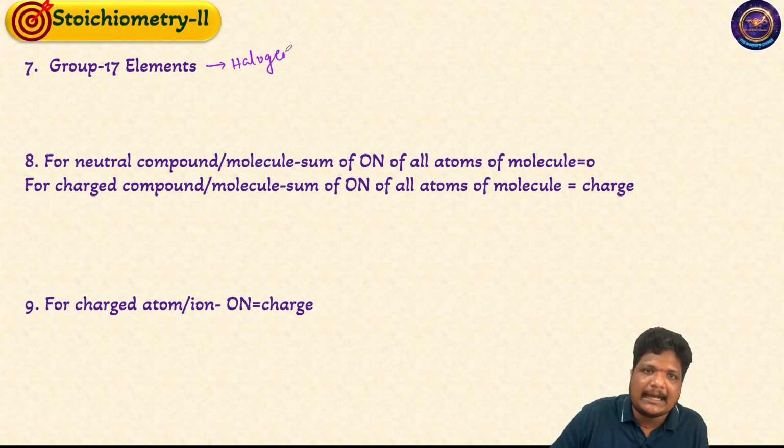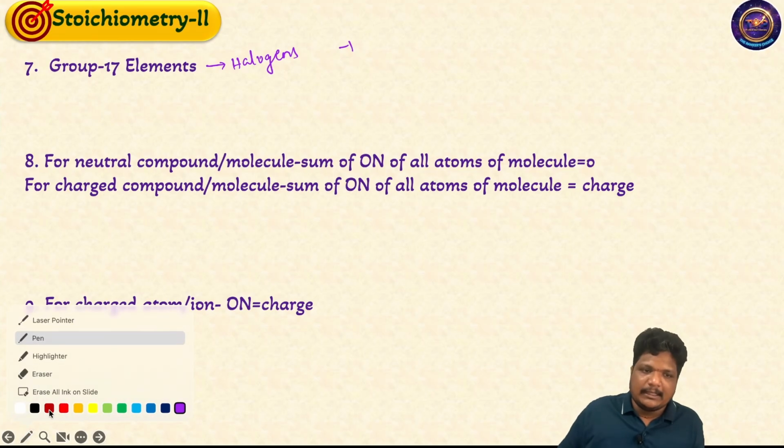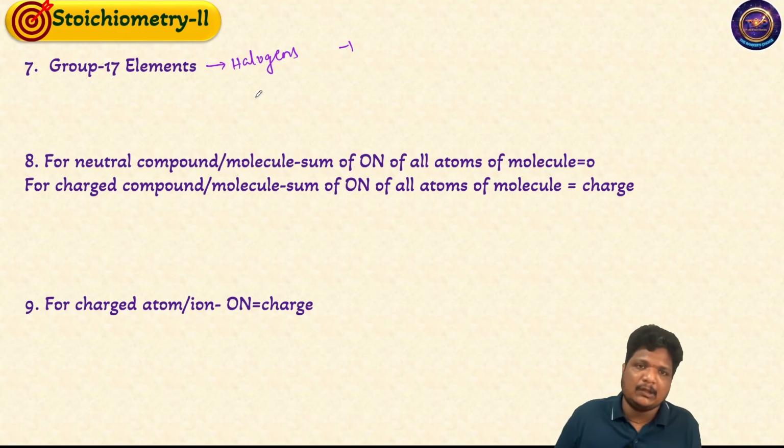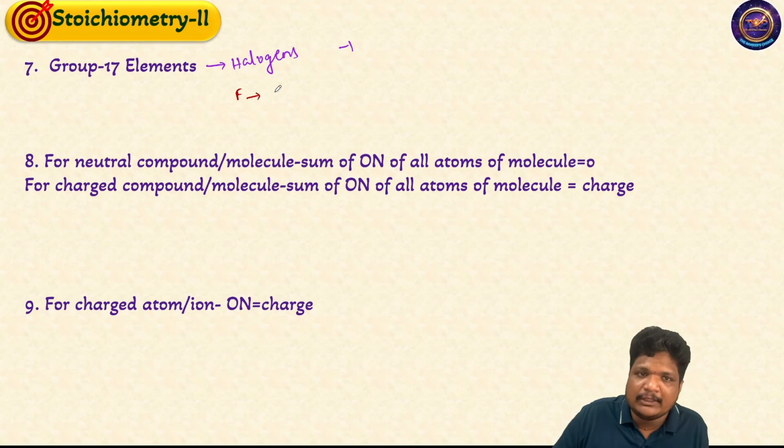So these halogens show the general oxidation state, that is -1. The general oxidation state of these halogens is -1. Generally, if you observe fluorine, this fluorine shows only the 0 and -1 oxidation states.